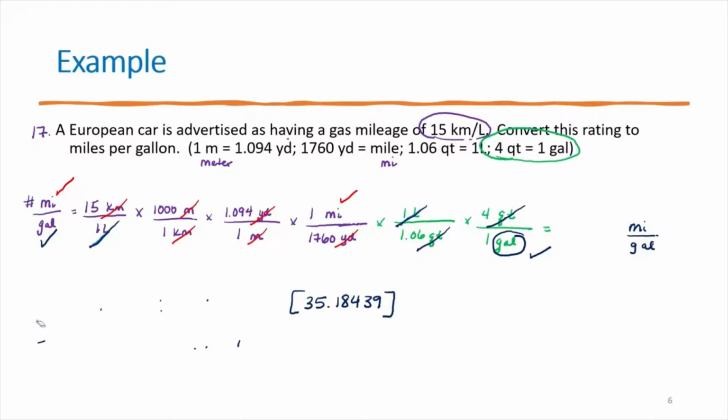But when you calculate this out, you are going to get an answer of 35.18439. We have to think about our sig figs really quick. This is an exact measurement, which means it does not limit our sig figs. This has 3 sig figs. This has 3 sig figs. This has 4 sig figs. This is exact. How do I know that? If you are in the metric system, they're exact. So this is within the metric system. It's exact.